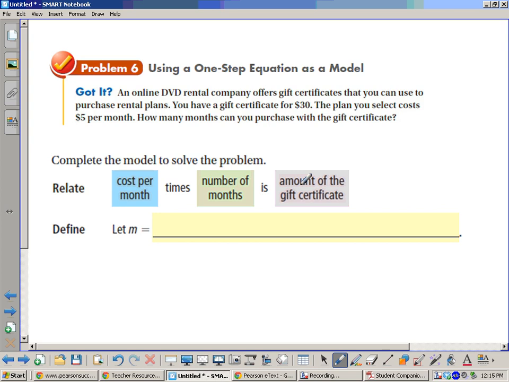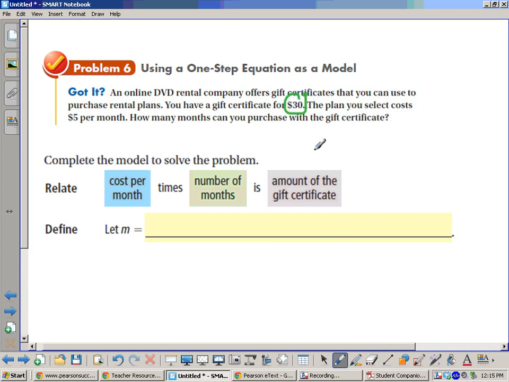Now we're going to take a word problem, and we're going to make our own equation. An online DVD rental company offers gift certificates that you can use to purchase rental plans. So we're going to pull out some important information out of this. You have a gift certificate for $30. So that's a very important part of this problem. We know that $30 is the gift certificate amount. The plan you select costs $5 per month.